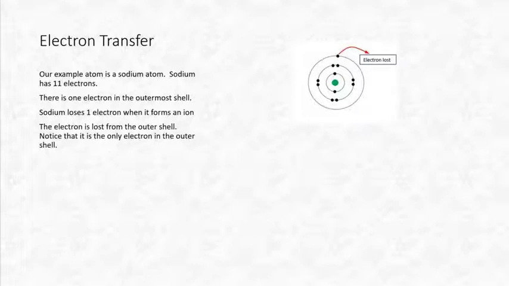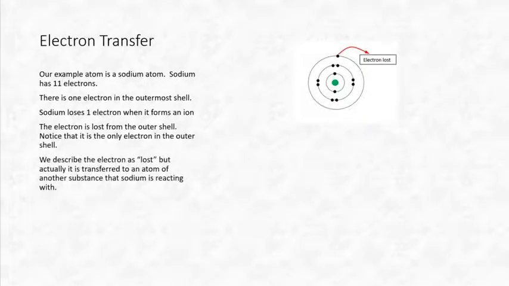Some atoms will obviously have more electrons than that, so may lose more than 1 or not lose electrons at all. So we describe the electron as lost, but actually it's not lost, it's transferred to another atom. It can't just go into thin air or be lost. So it's going to be transferred to an atom of some other substance, and it's whatever sodium is reacting with.